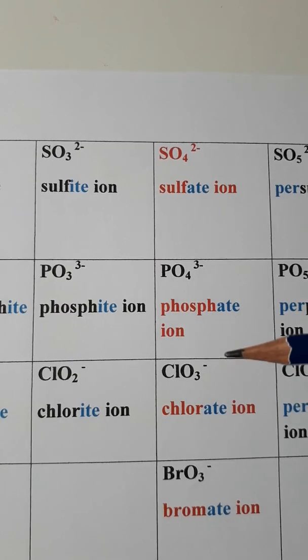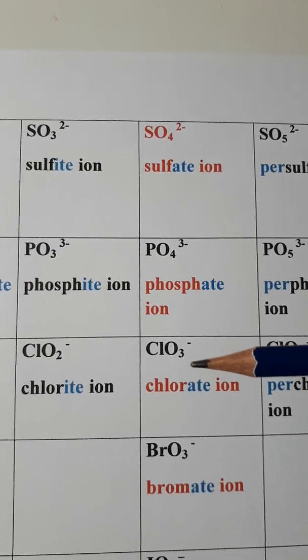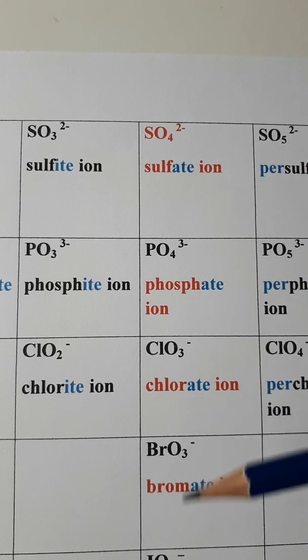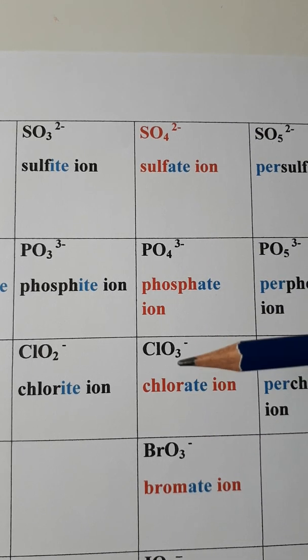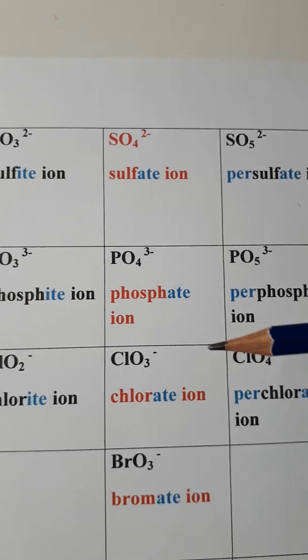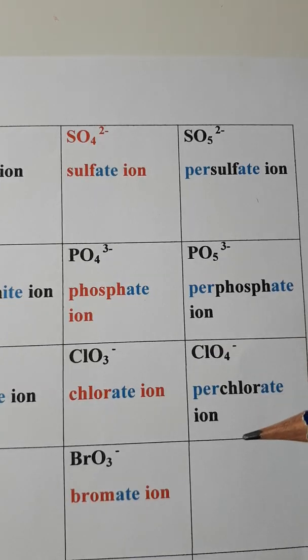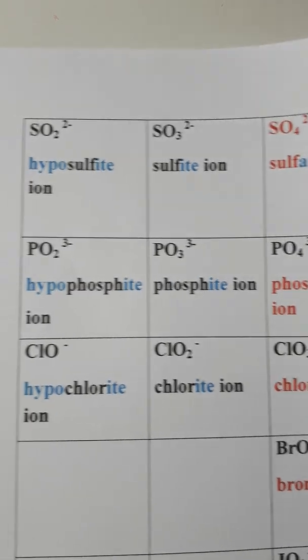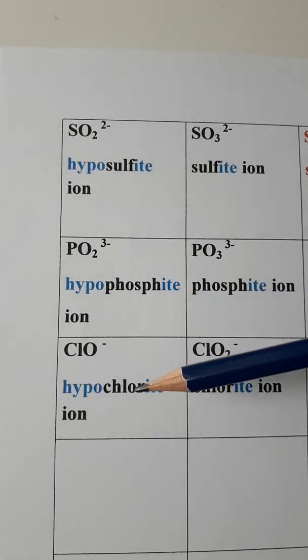And another common ion is chlorate ion, ClO3 minus. You have to remember the formulas of ions in this column, red color one. Add one more oxygen, ClO4 minus, perchlorate ion. To the left, chlorite ion and hypochlorite ion.